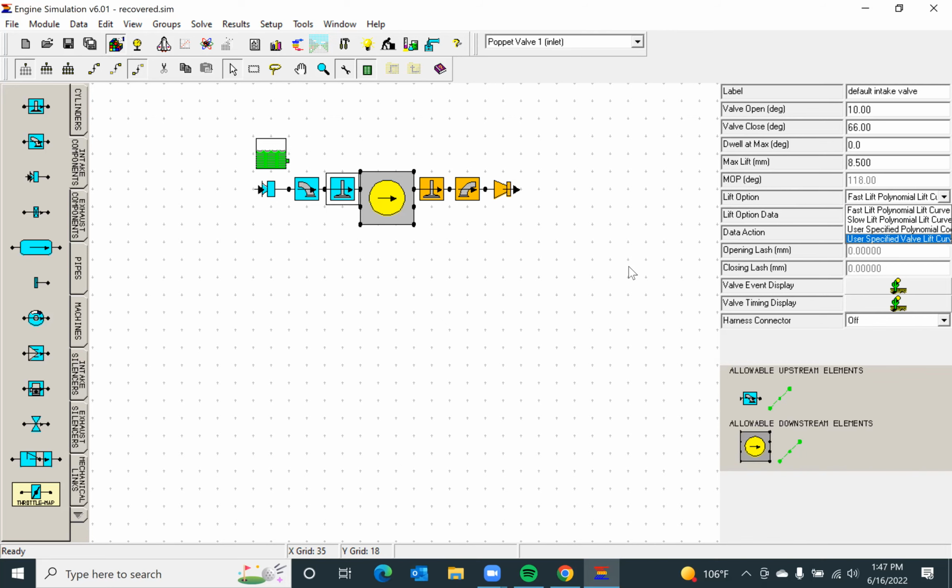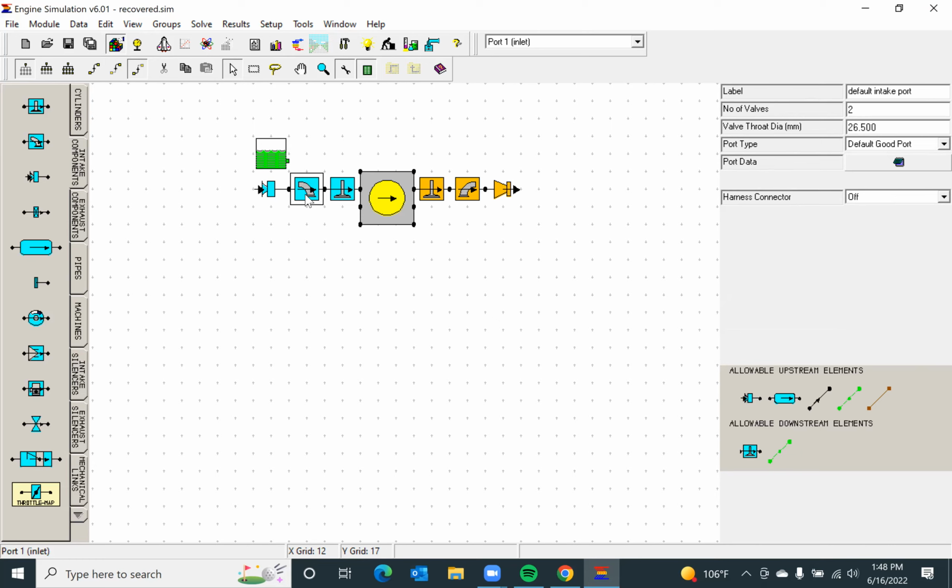I would strongly encourage you to work through the simulations with me. And then you have this opening lash, closing lash, event display, timing display, all of which you can turn on and off. The next thing is you can't just have a valve, you need to have a port. The port is where the charge would flow through to the valve. And for that, the most important dimension is the diameter of the port.